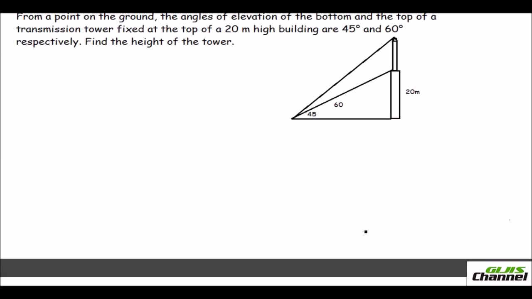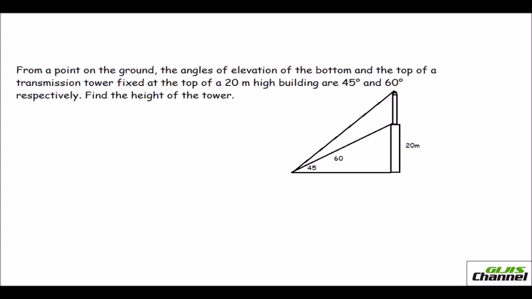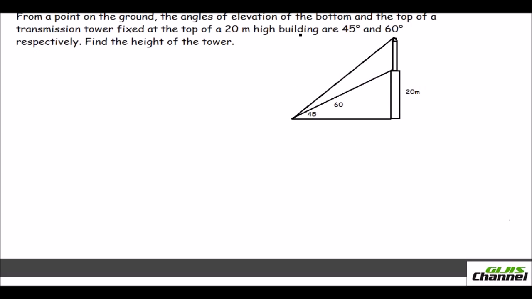You have one more problem here. Here it says from the point on the ground, the angle of elevation of the bottom and the top of a transmission tower at the top of a 20-meter high building. So this is the building, okay? You have a 20-meter high building, and on top of it you have a transmission tower. I write it as T tower. The transmission tower is on top of it, okay?